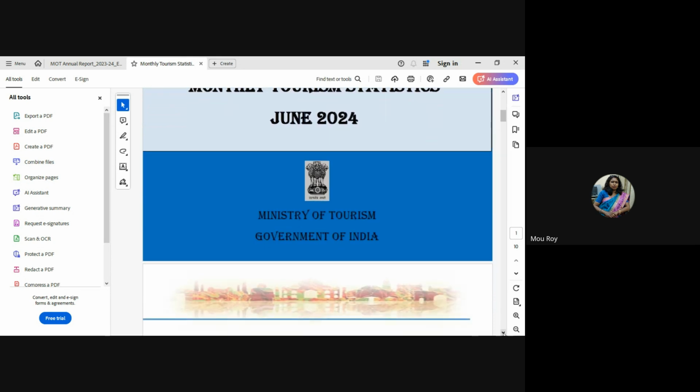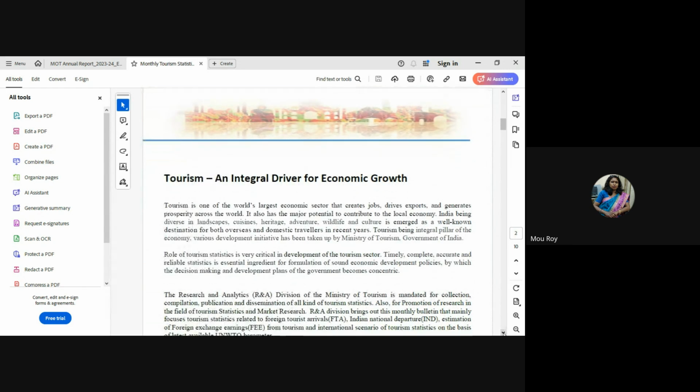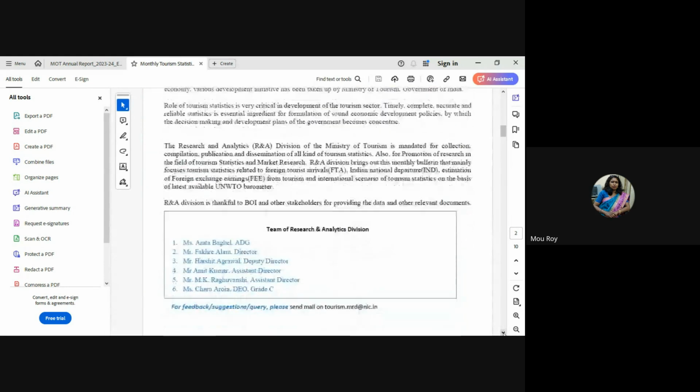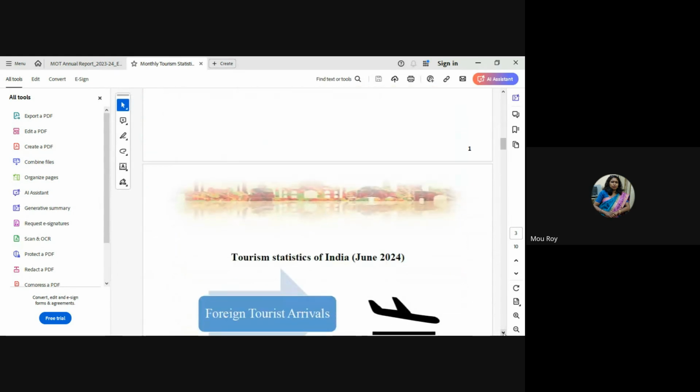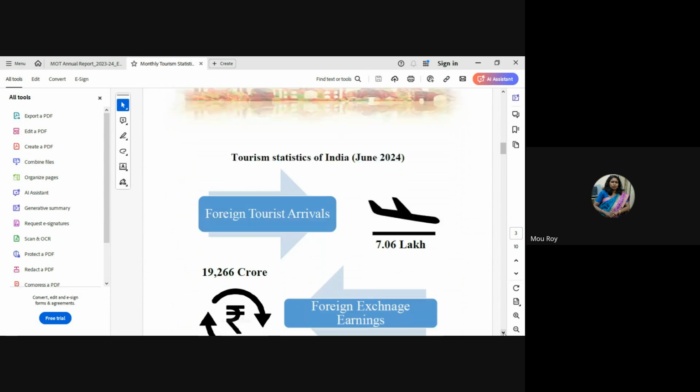When we are talking about statistics, as we all know, tourism is an integral driver for economic growth, and there are people who do research and analysis. Another term for tourism is FTA. When we talk about FTA, it means foreign tourist arrivals. In the month of June 2024, there were 7.06 lakh foreign tourist arrivals.